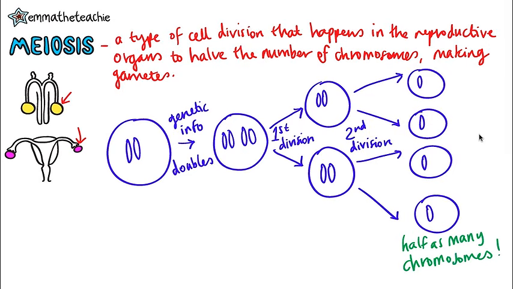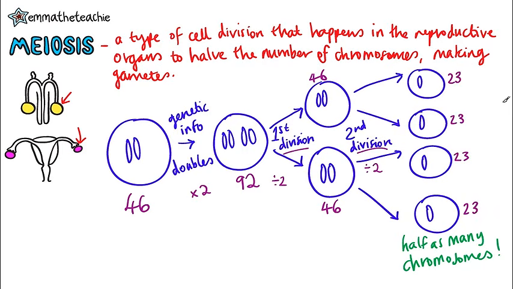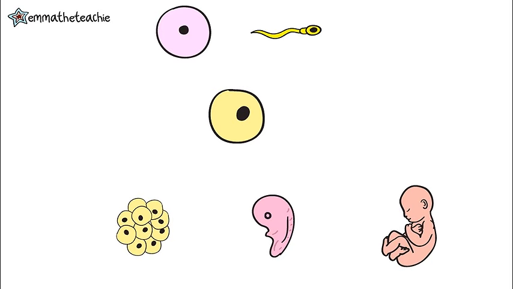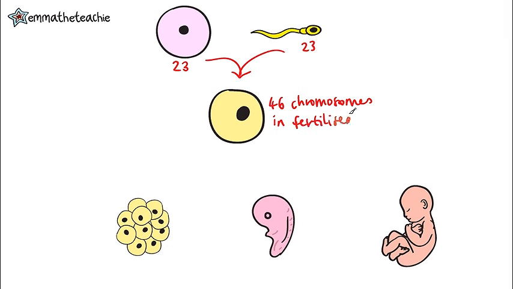Let's look at this in terms of humans. In the body cell, you've got 46 chromosomes. So when the genetic information is copied, you end up with 92. Then, in the first division, where the cell splits in 2, you're going to go back to having 46 chromosomes in each cell. And in the second division, when each cell divides in two again, you'll get 23 chromosomes in each gamete. Okay, let's look at what happens when the gametes fertilize. The egg and the sperm each have 23 chromosomes, so when they fuse together, you're going to get the full 46 chromosomes in the fertilized egg cell.